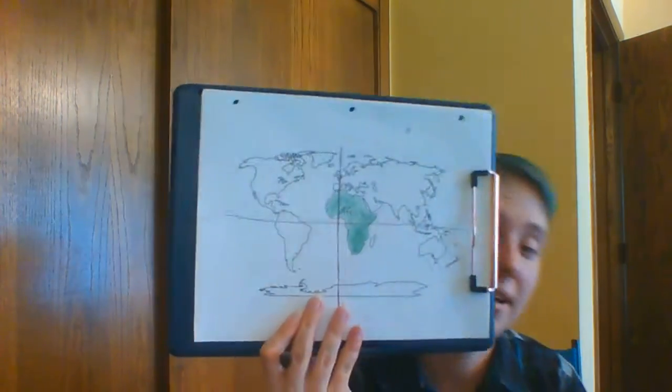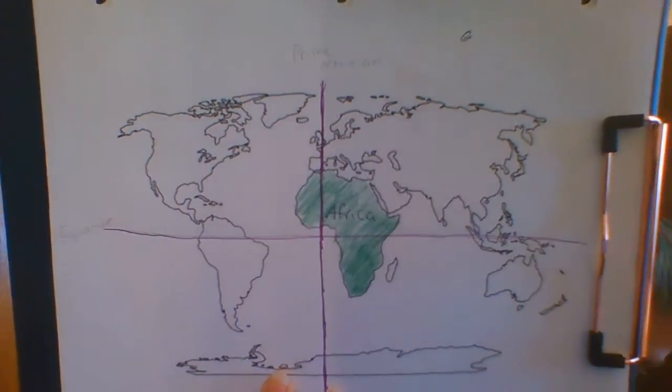And you'll do this for each continent. If you want to make them all the same color, you can. If you want to do them all green and then have the oceans be blue, that would be fine. And then I'm going to write on it. Maybe I'm going to label it as Africa, so that that's good to go.